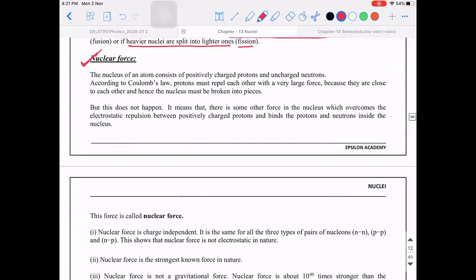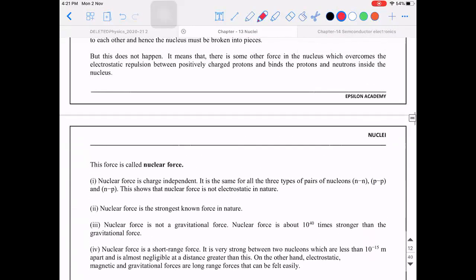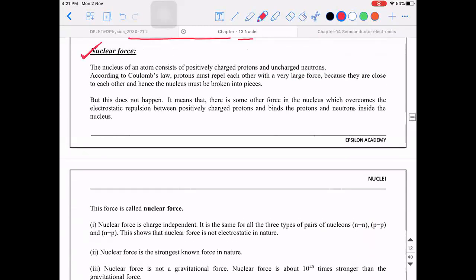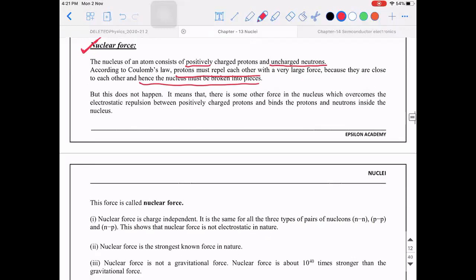Okay. So then comes the nuclear force. Nuclear force is a theoretical concept. You can just go through it. Anyway, I'll explain it. Listen. The nucleus of an atom consists of positively charged protons and uncharged neutrons. So according to Coulomb's law, what will happen? The protons must repel each other with a very large force because they are close to each other, and hence the nucleus must be broken into pieces. But this is not happening. Why? It means that there is some other force in the nucleus which overcomes the electrostatic repulsion between the positively charged protons and binds the protons and neutrons inside the nucleus. That force is what is called the nuclear force.